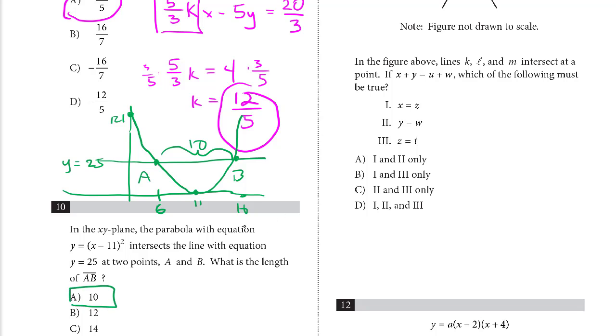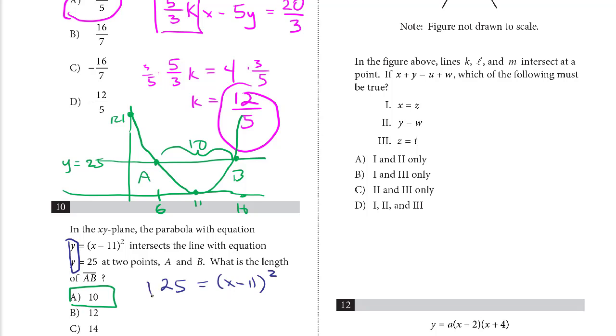All right, so that's one way to look at it graphically. The other approach is to solve the algebra. Let's solve by substitution. I've got y's in both cases, so 25, which is y, equals (x minus 11) squared, which should also be 25, okay? So what might I do here?